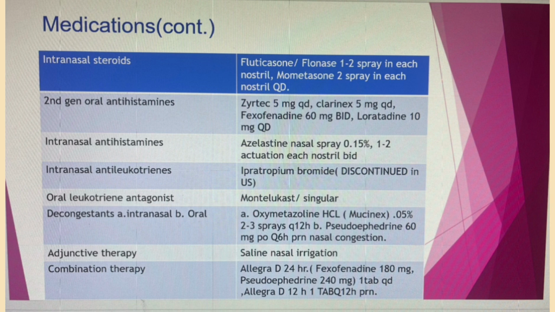But I have to say Singulair has a black box warning recently, and Montelukast, the generic, is not as expensive as the branded one, Singulair. Next one is the decongestants. Decongestants are of 2 types: intranasal and oral decongestants.